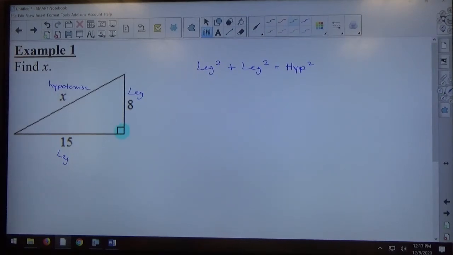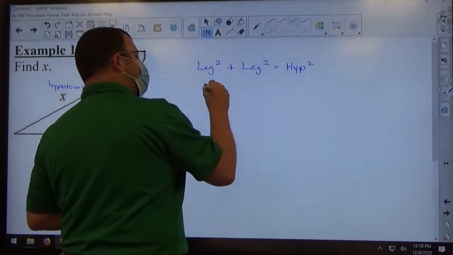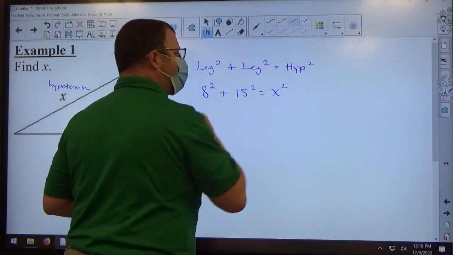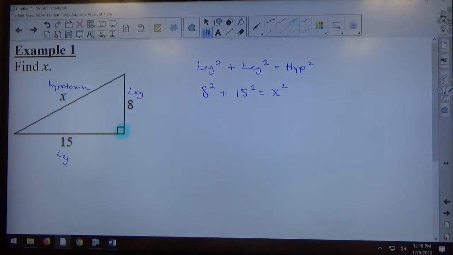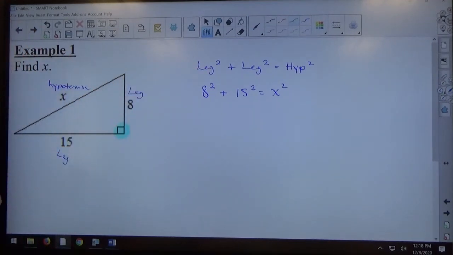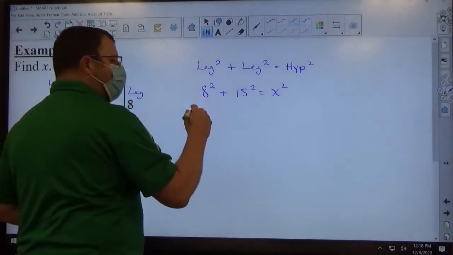So I have three pieces here, 8, 15, and x. 8 and 15 are both legs. So 8 squared plus 15 squared is equal to x squared. First thing I want to point out, you cannot drop the squares off of these numbers. You have to square them to evaluate x. It's tempting, you see everything has a square, and say, well, let's just drop all the squares off. That's illegal.